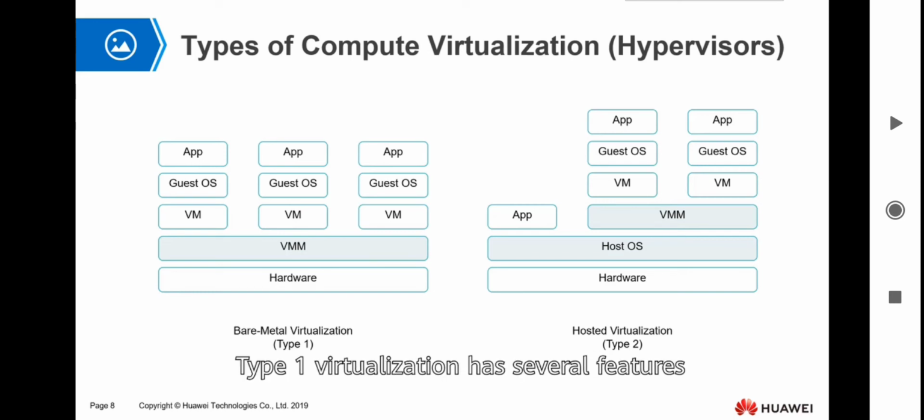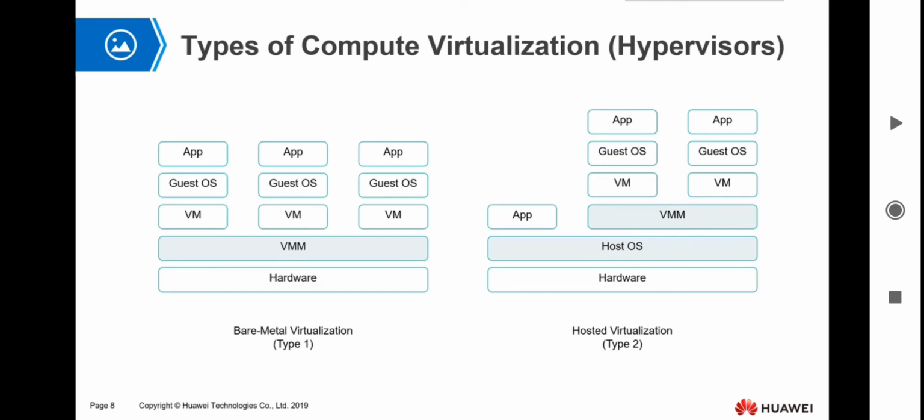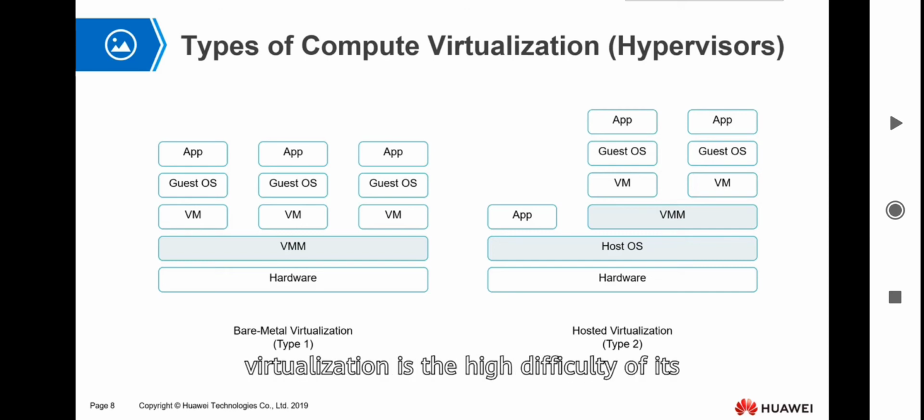Type 1 virtualization has several features. Firstly, let's introduce the advantages. The virtual machine is not dependent on the operating system and supports a variety of operating systems. Secondly, a small shortcoming of Type 1 virtualization is the high difficulty of its virtualization layer kernel deployment. After talking about Type 1 virtualization, let's take a look at the Type 2 virtualization.